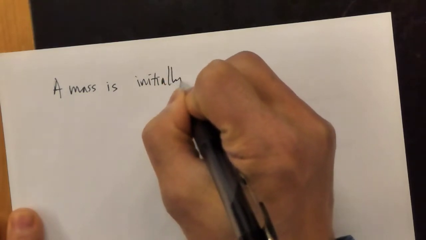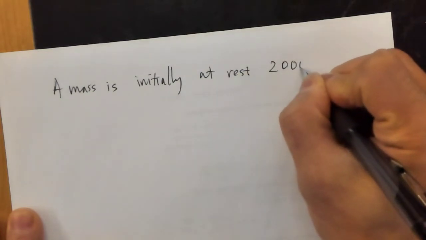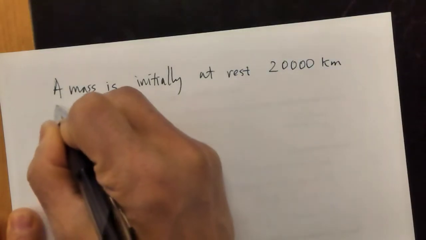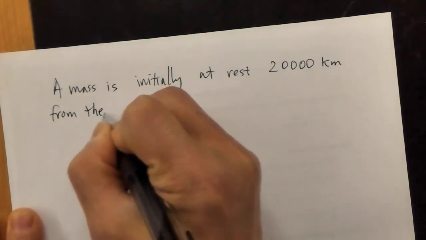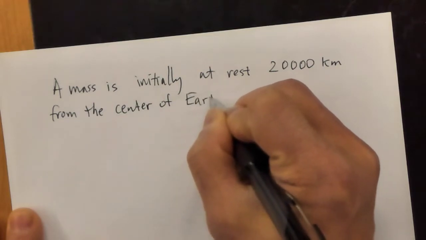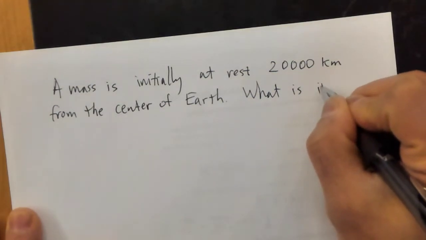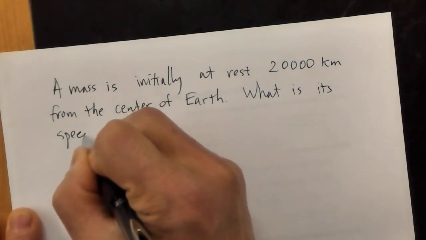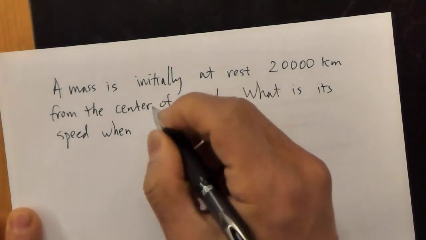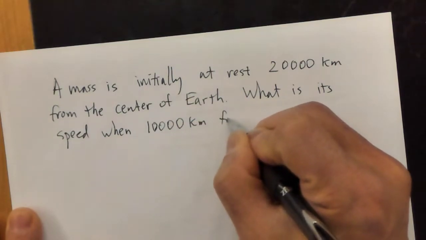A mass is initially at rest 20,000 kilometers from the center of Earth. The question is, what is its speed when it is 10,000 kilometers from the center of Earth?